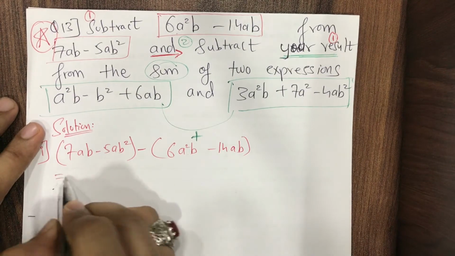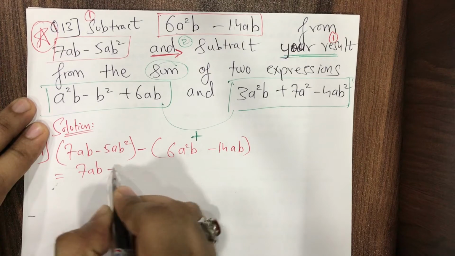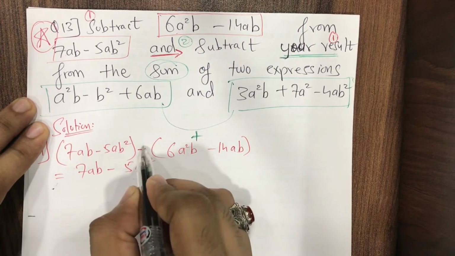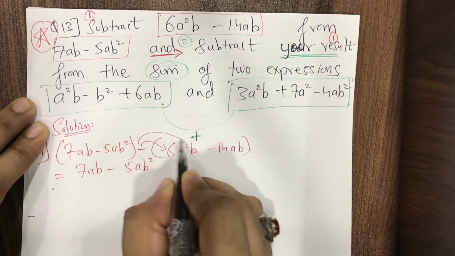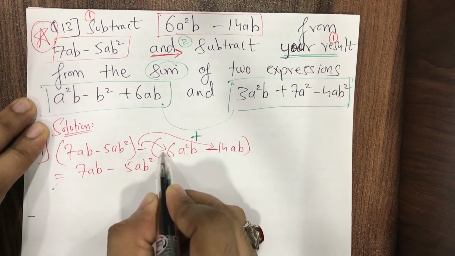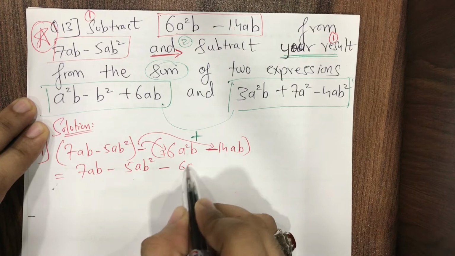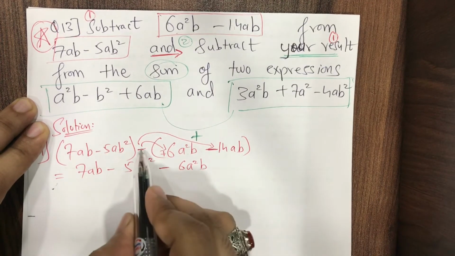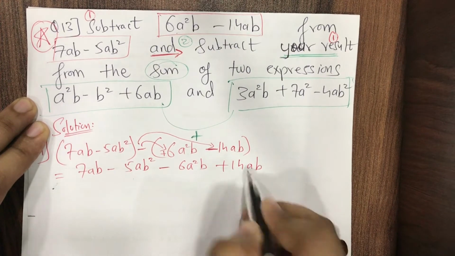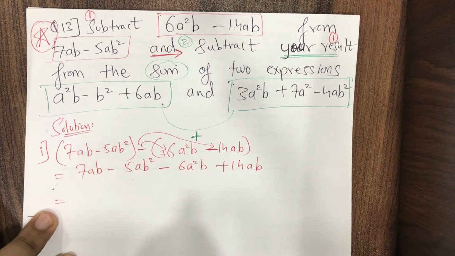Now let's solve it. I'll open up the brackets. 7ab minus 5ab square. Because I am opening up the brackets, this minus will change the sign of this term, and this minus will change the sign of this minus also. Originally it is minus, and this is plus originally. So minus multiplied by plus, 6a square b will become minus 6a square b, and minus multiplied by minus 14ab will become plus 14ab.